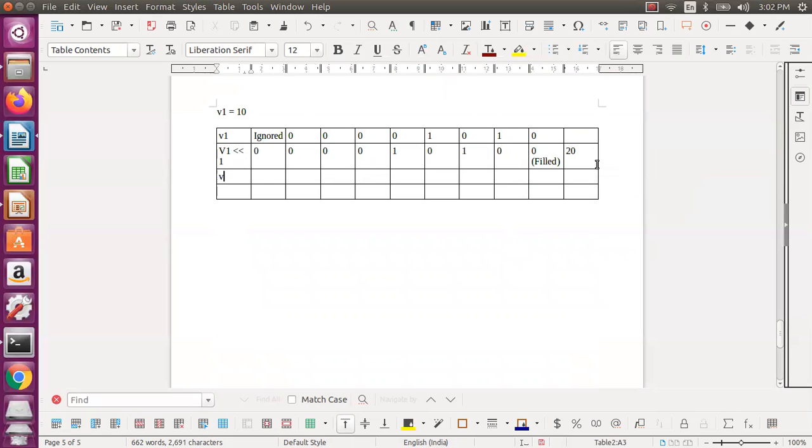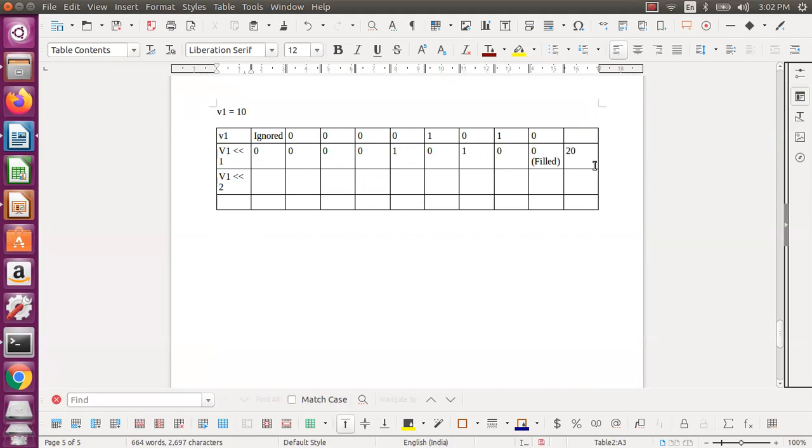Now again I do the same thing with v1. Now I will do v1 left shift 2 times, meaning we already left shifted one time, so we will do another time, that will be enough. So I take 0 0 and then 1 0 1 0 0, and this 0 will be filled, and then this particular one will become 40 actually. So if you see this one, 1 2 4 8 16 32, 32 plus 8 is 40, so that's what it becomes.